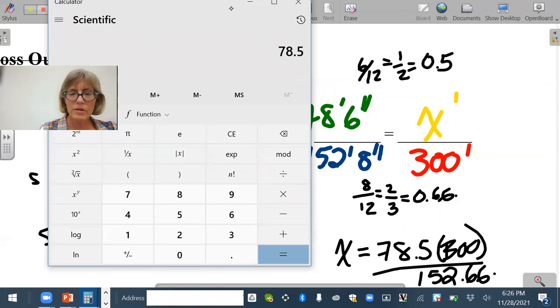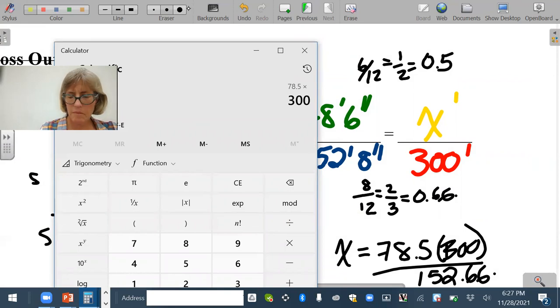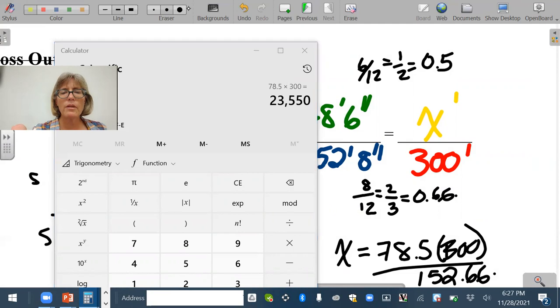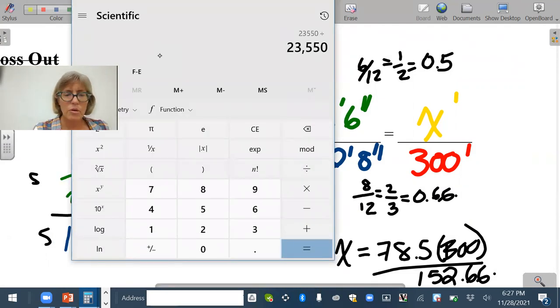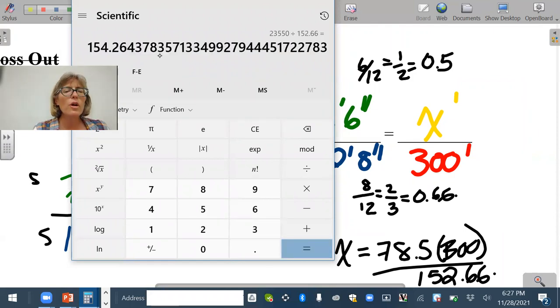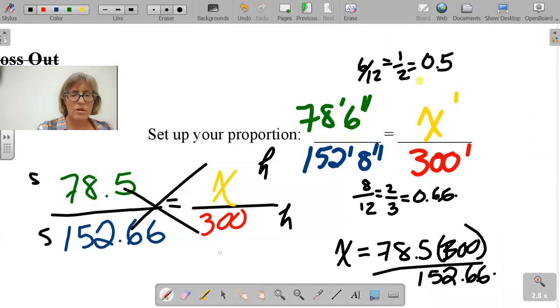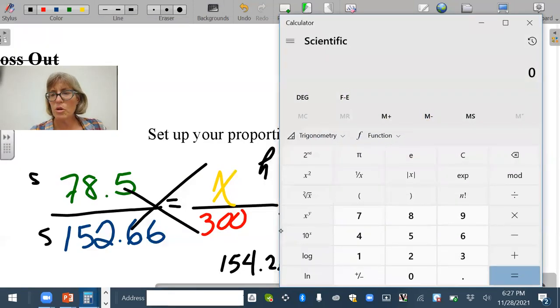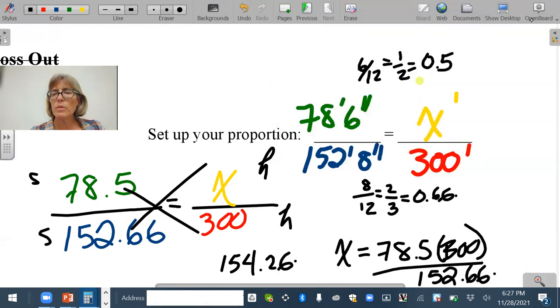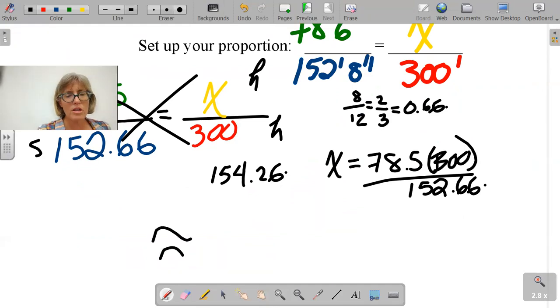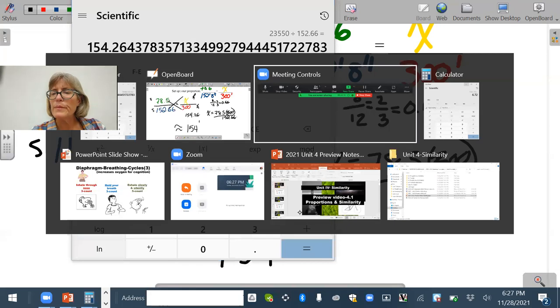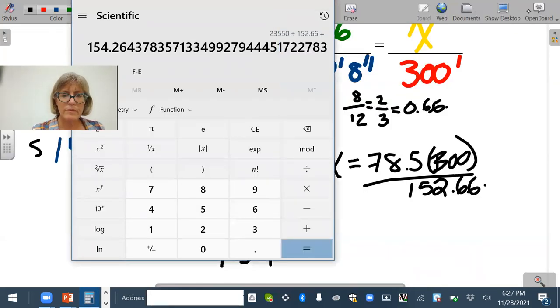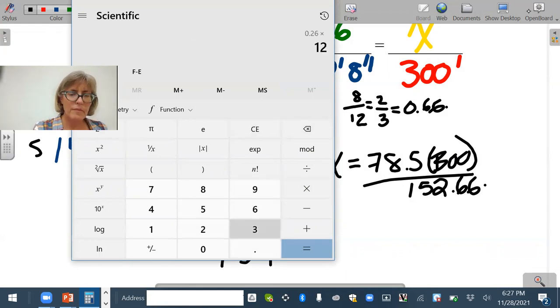So 78.5 times 300. And then we're going to divide by 152.66, and we get 154.26. To get that decimal back, we're going to do 0.26 times 12, and we get approximately 3 inches. So final answer here, you should have gotten approximately 154 feet and 3 inches.